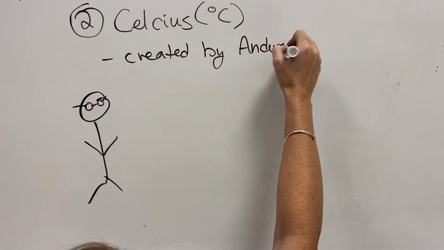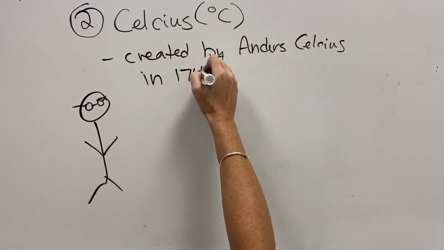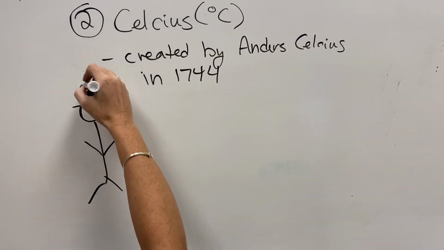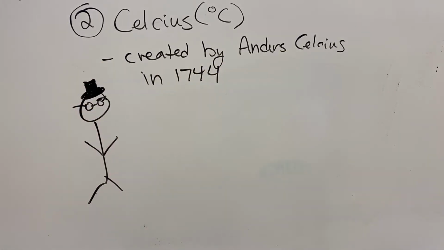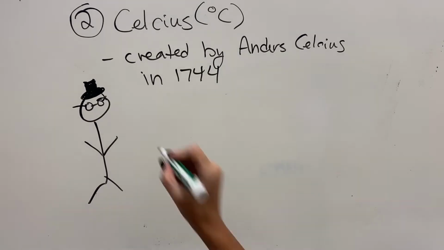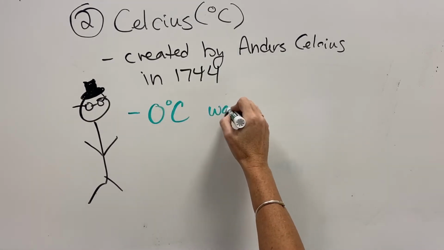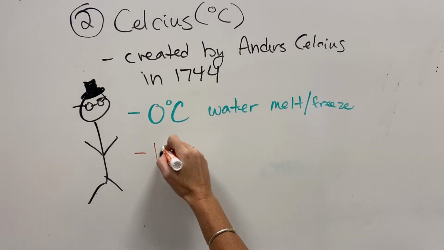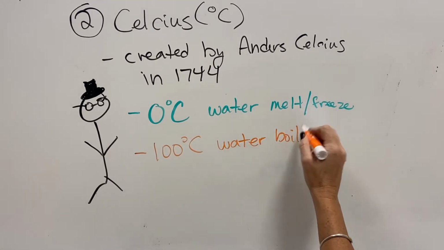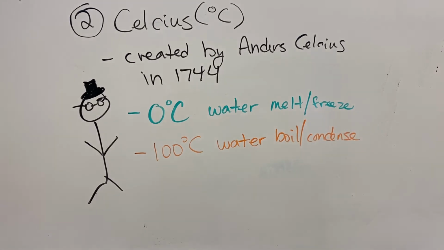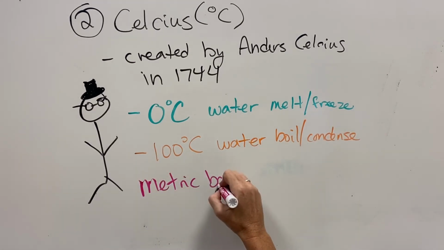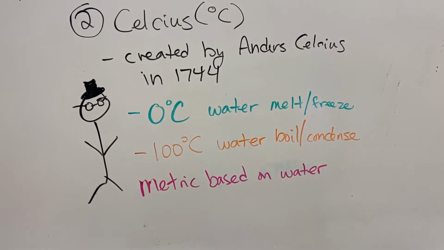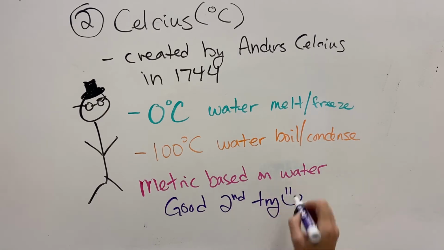So along comes a guy named Anders Celsius in 1744, a couple decades later, and creates the Celsius system during the scientific revolution and things that were happening around the world when people were creating the metric system. So the metric system being based off of water, Anders decided to make a system where 0 degrees was the temperature that water melted and froze, that 100 degrees is the temperature that water boils or condenses. And that way it would flow nicely with all of the other measurement things in the metric system that are based on water. Great second try.